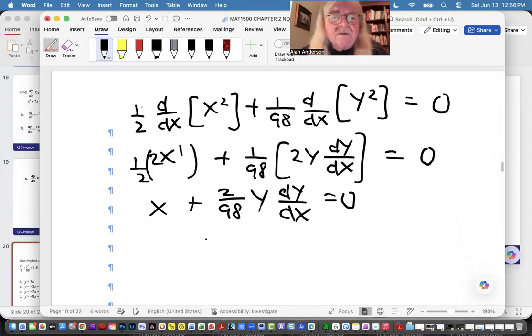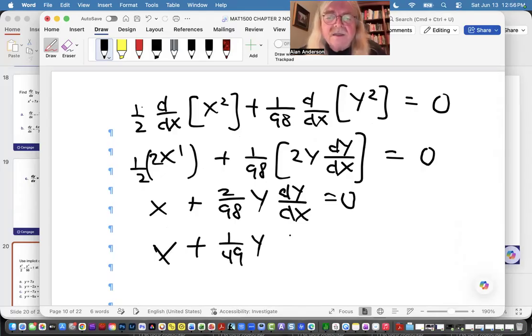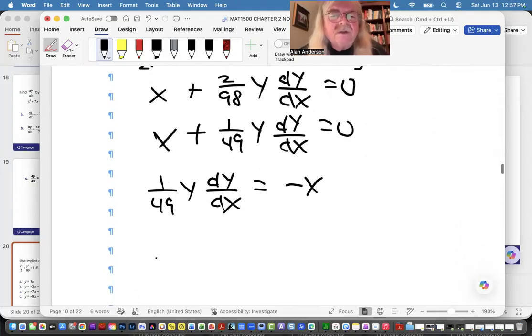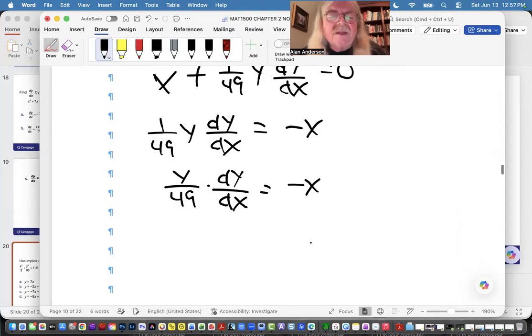And then we can simplify a little bit. Here we've got 1 over 49 y dy dx. So we subtract the x from both sides. And I'll tell you what we're going to do. Let's rewrite this slightly. It'll be a little neater like this. And what I'm going to do is divide out both sides by that y over 49.